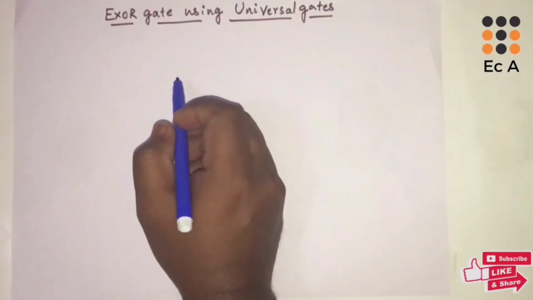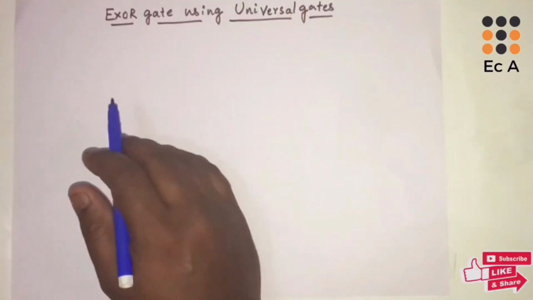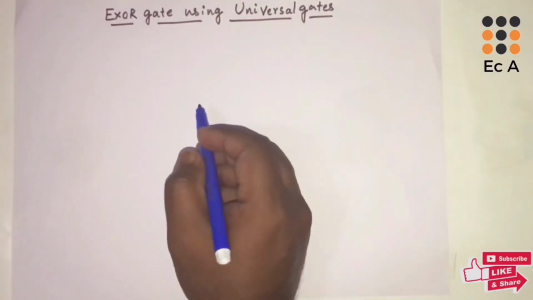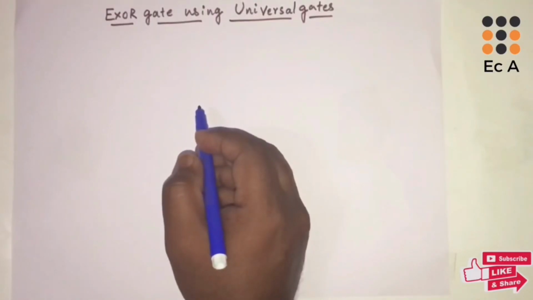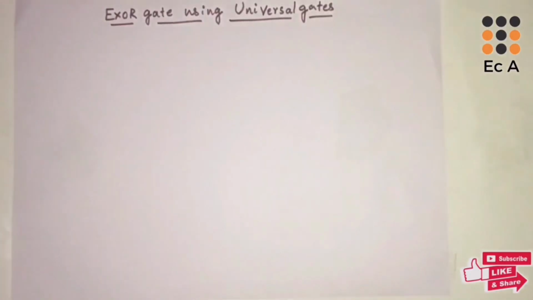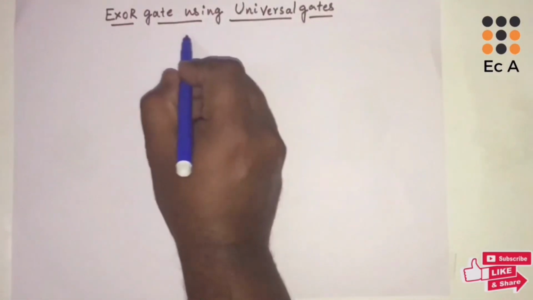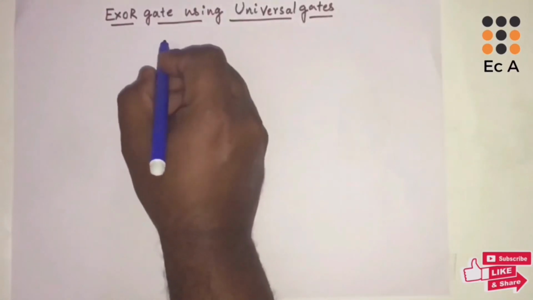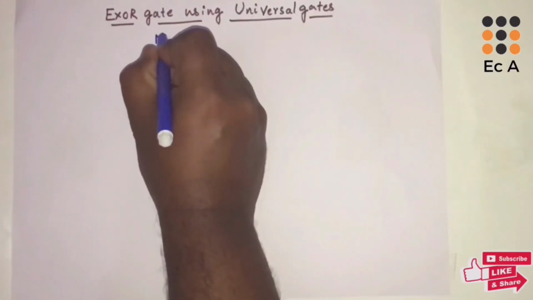Now let us understand implementation of XOR gate and XNOR gate using universal gates. NAND gate and NOR gate are known as universal gates because any given Boolean expression can be implemented using these gates. Now let us see XOR gate implementation using universal gate. Now let us implement XOR gate using NAND gate.